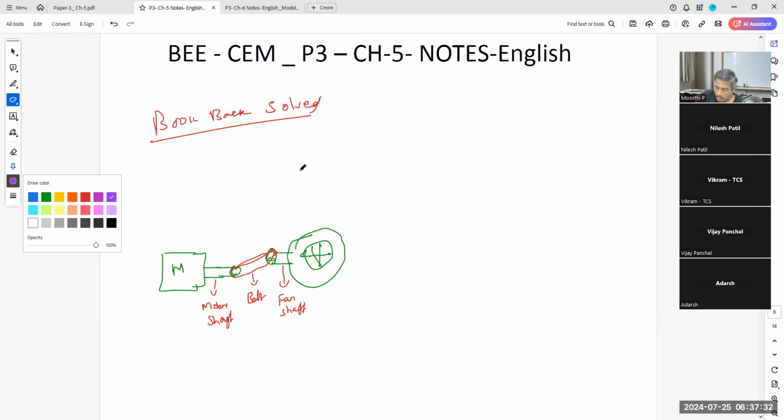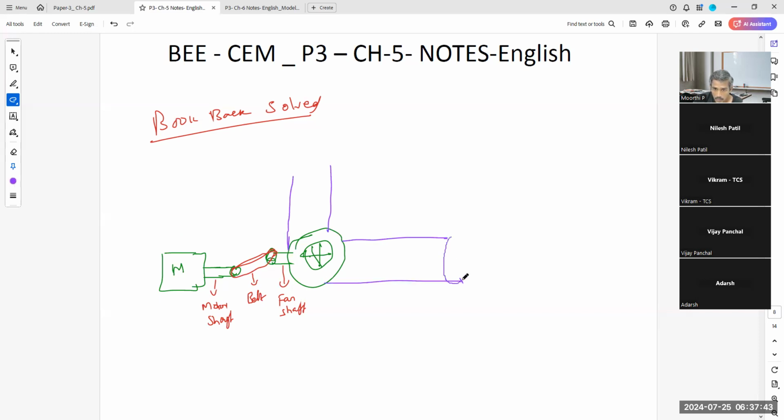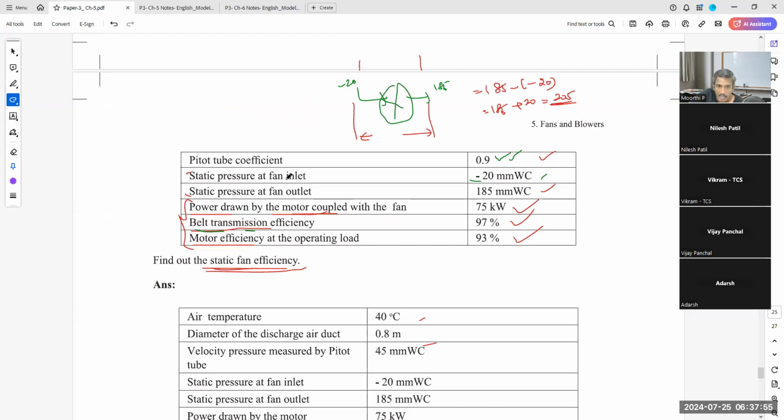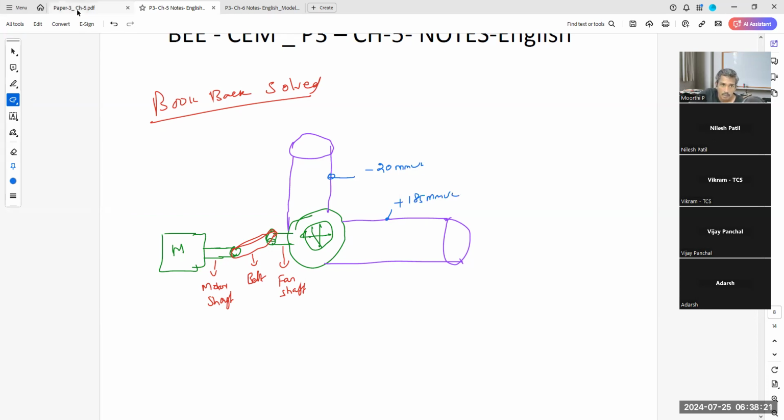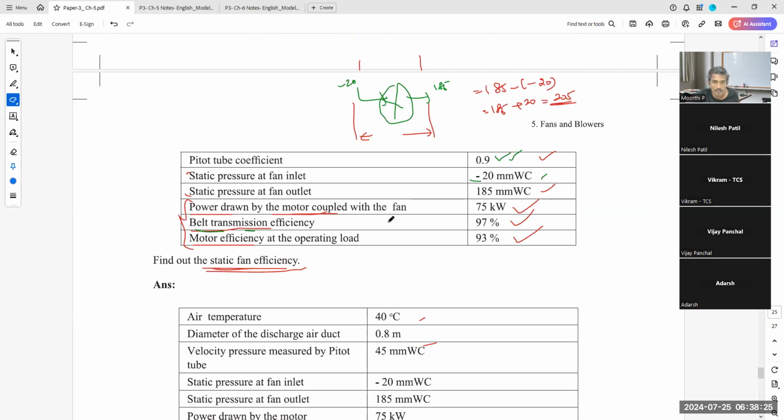Okay. Now, the duct. This is the incoming duct. This is outgoing. What are the details they have given? The pressure at fan inlet is minus 20, outlet 185. Here, the static pressure they measure is minus 20 mm water column. Here, plus 185 mm water column.